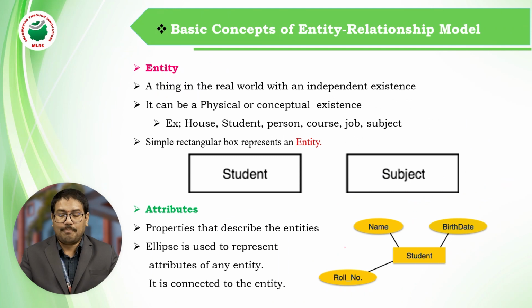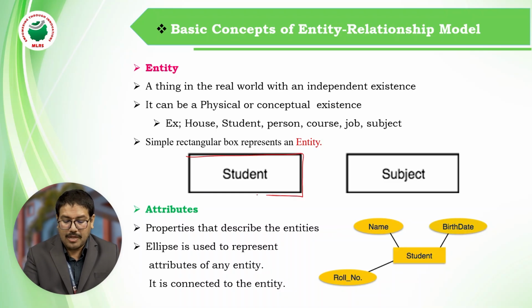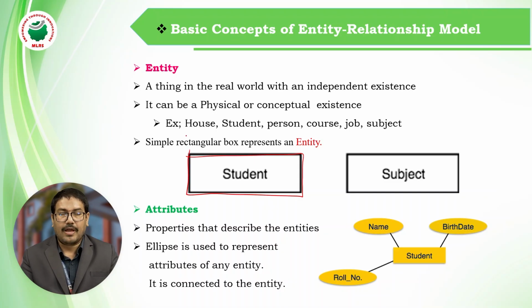So the basic terminology which we are using in the entity relationship diagram, the ER diagram, the first one is entity. This entity usually will be represented with a rectangular box, which we have here. So what is meant by an entity? It is an object in the real world. It may be a physical object or a conceptual object. We'll see in the class now.